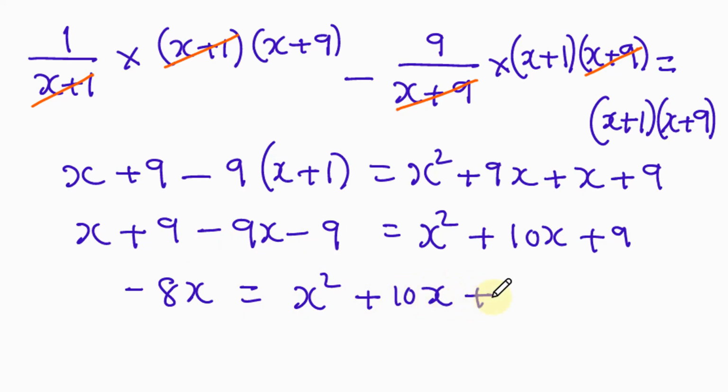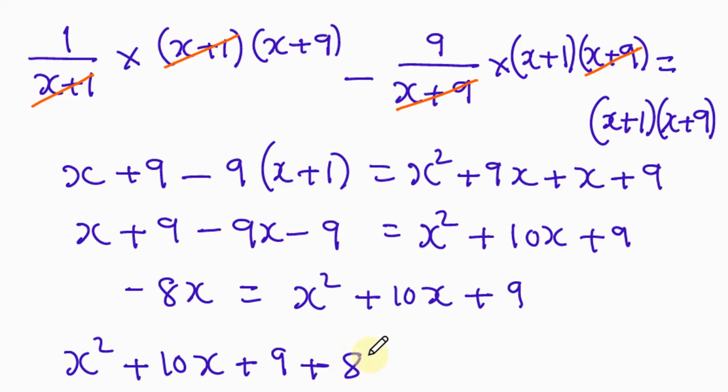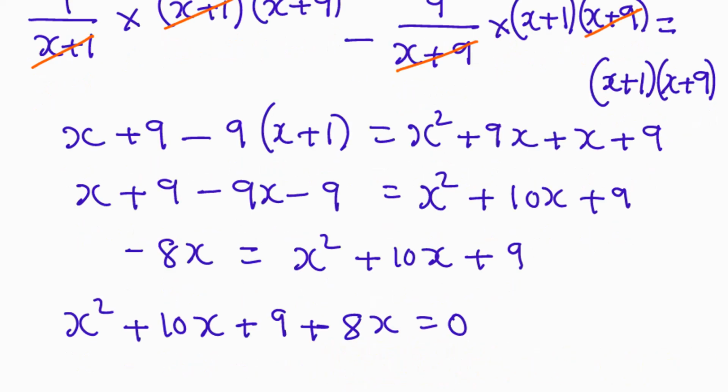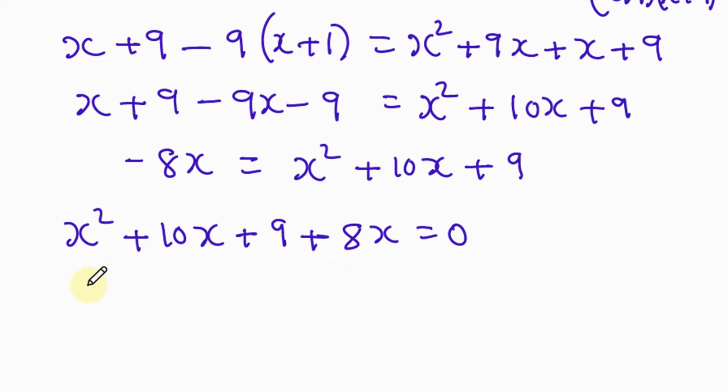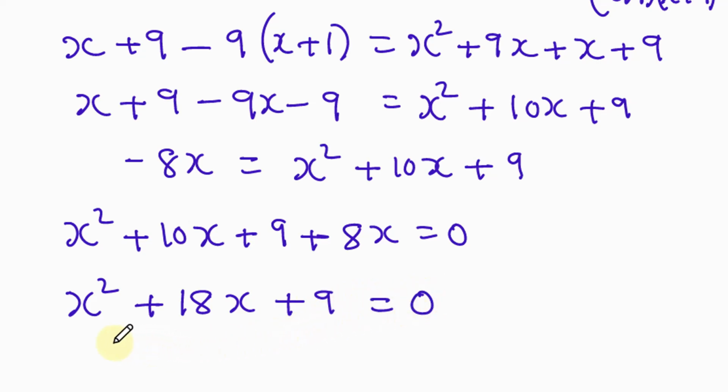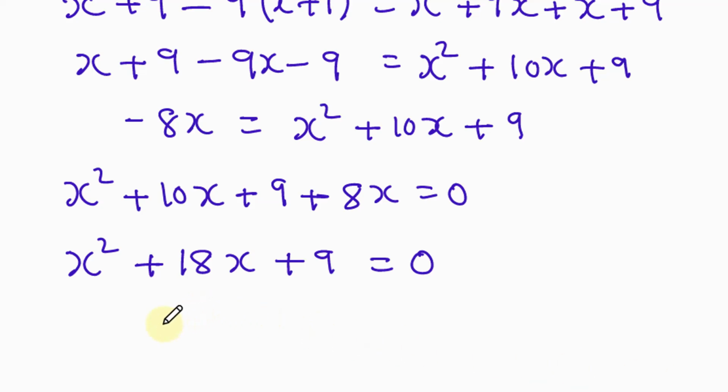We want to bring all our terms to one side, but we want to keep the x squared positive. So we're going to flip the equation. And we're going to bring the negative 8x across. And it will become positive 8x. We can add like terms. 10x plus 8x is 18x. And then we have plus 9 equals 0. Now, this equation doesn't factorize. So we're going to use the quadratic formula.